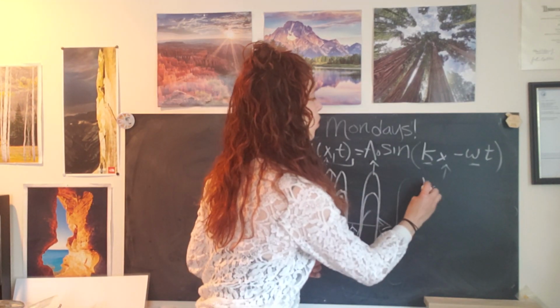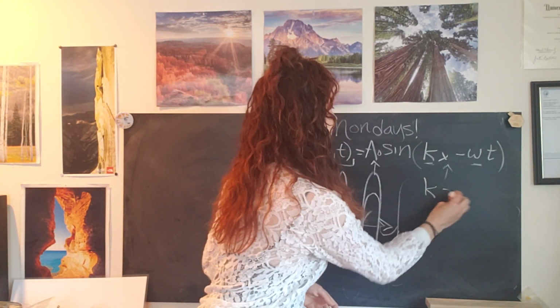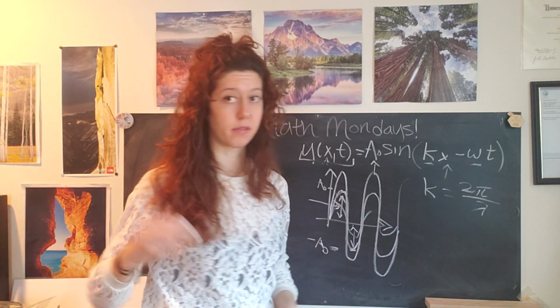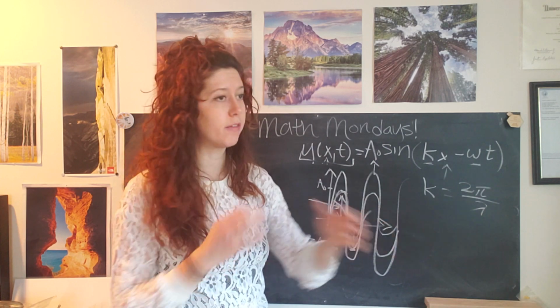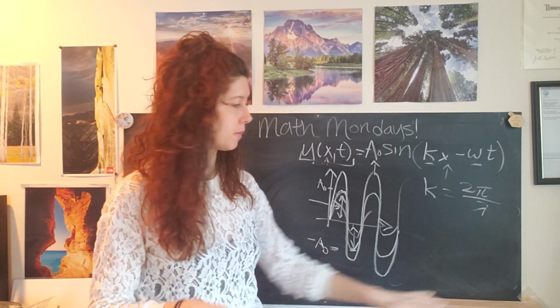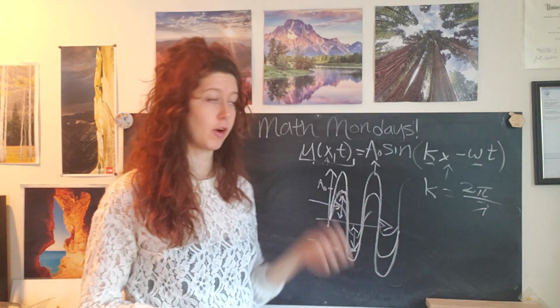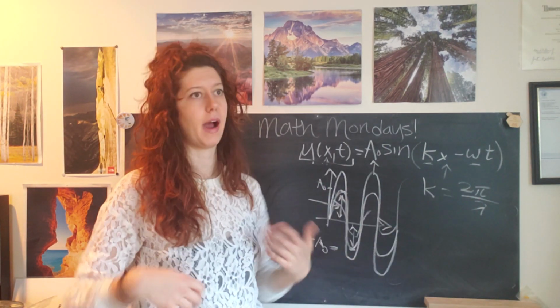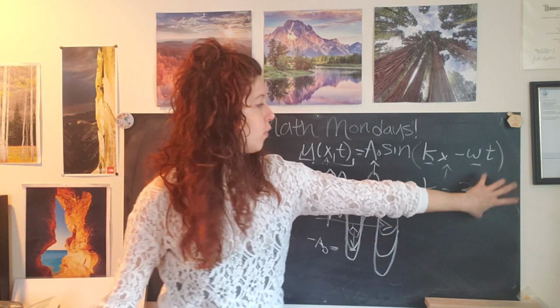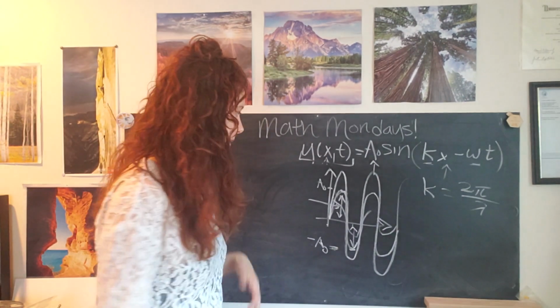So k is called the wave number. k equals 2 pi divided by the wavelength. So as the wavelength gets bigger, k gets smaller because the wavelength is on the bottom of the fraction. You can think about it like dividing by a bigger number means that the whole value gets smaller.